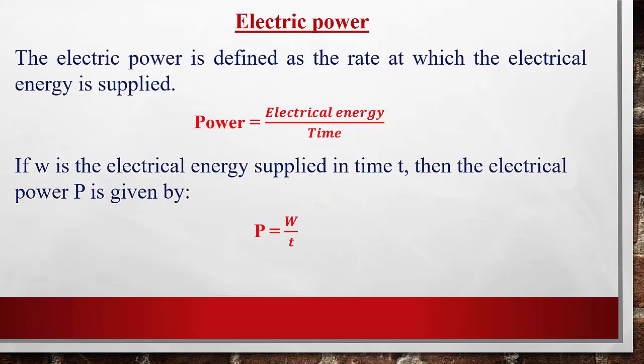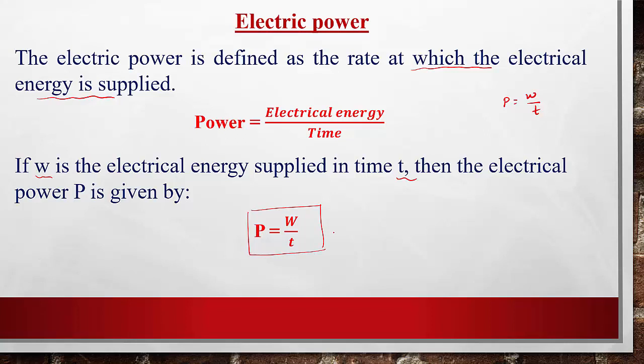Then electric power. How to define electric power? Electric power is defined as the rate at which electric energy is supplied. Because we already know the equation P equal to W by T, the rate of doing work. Which work is it doing here? It is supplying electrical energy. So power equal to electrical energy over time gives electric power. If W is the electrical energy supplied in time T, then the electric power P is given by the equation P equal to W divided by T.